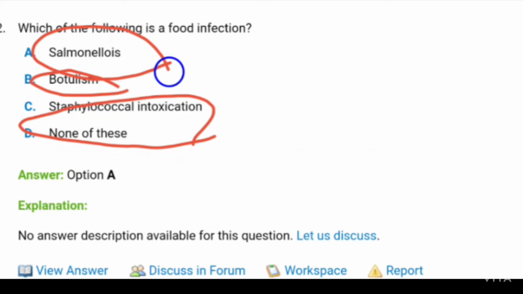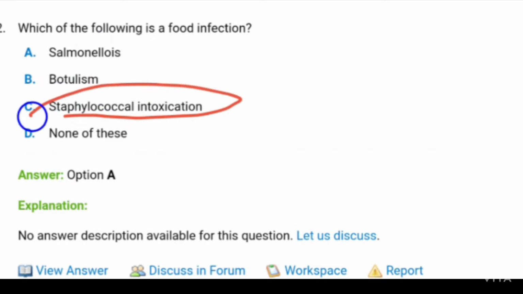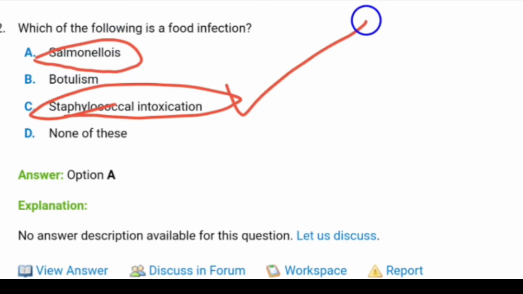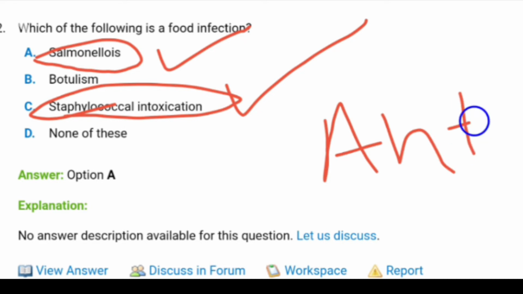But one interesting thing is, when there is intoxication, we can't use any kind of antibiotic. If you use antibiotics to control that disease, it is not beneficial. But if you use some antitoxin in the case of intoxication, then it is useful. But in salmonellosis, you can use some antibiotic to reduce the level of infection. So you have understood the basic difference.